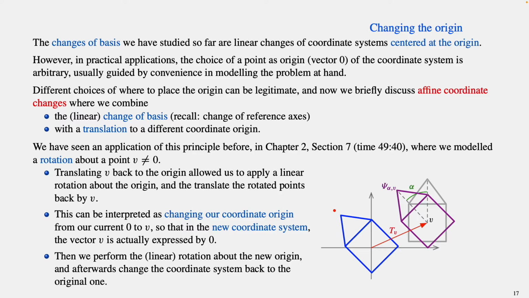And this can be interpreted as changing our coordinate system from our original coordinate system centered at 0 to a new coordinate system centered at V. But in that new coordinate system, of course, the point V, the vector V, would be expressed as the 0 vector. That's why we subtract V from everything. And then in this new coordinate system, we apply the linear rotation, and then we make another change of coordinate system back to the original one that we started in.